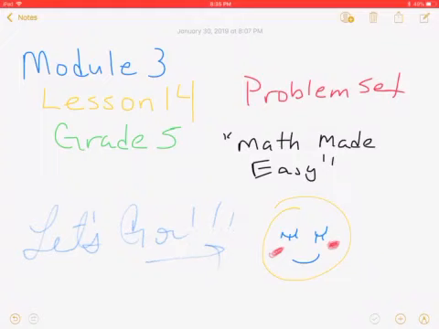Today we're going to do Module 3, Lesson 14, Grade 5. And I'm going to go through the problem set because we usually go through this in class, but because it's a snow day and everybody's at home, we're going to go through the problem set and then I'll just give you the homework assignment to complete at home while you're home enjoying all of the snow.